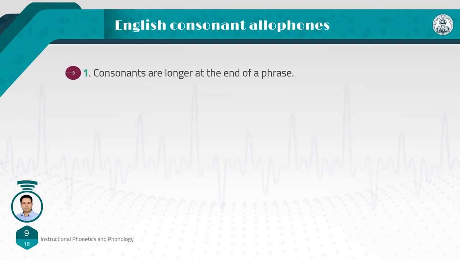Given the discussion of consonants we had in this chapter, we can give this first descriptive rule. Consonants are longer at the end of a phrase. Look at the examples. What will you miss versus I'll miss it. You can see that in the first example, what will you miss, the consonant is longer.